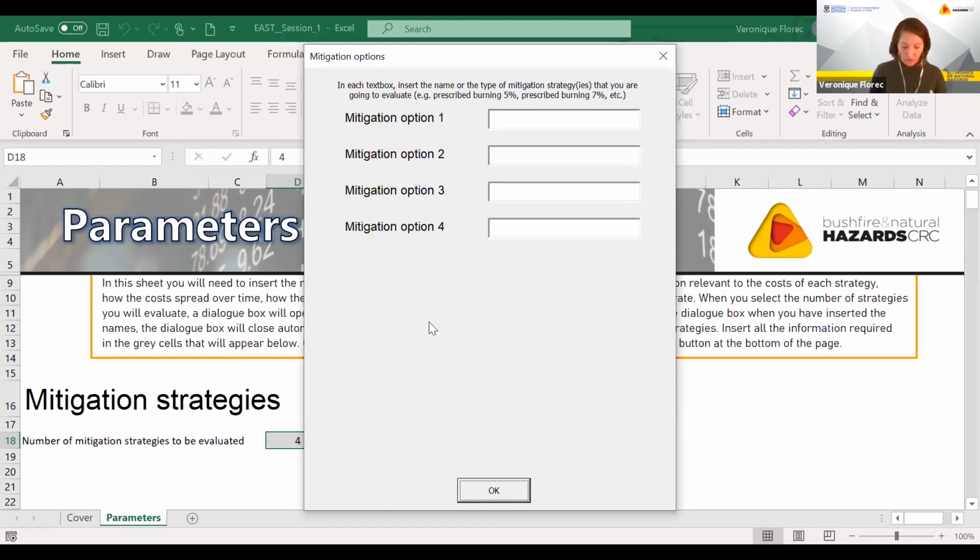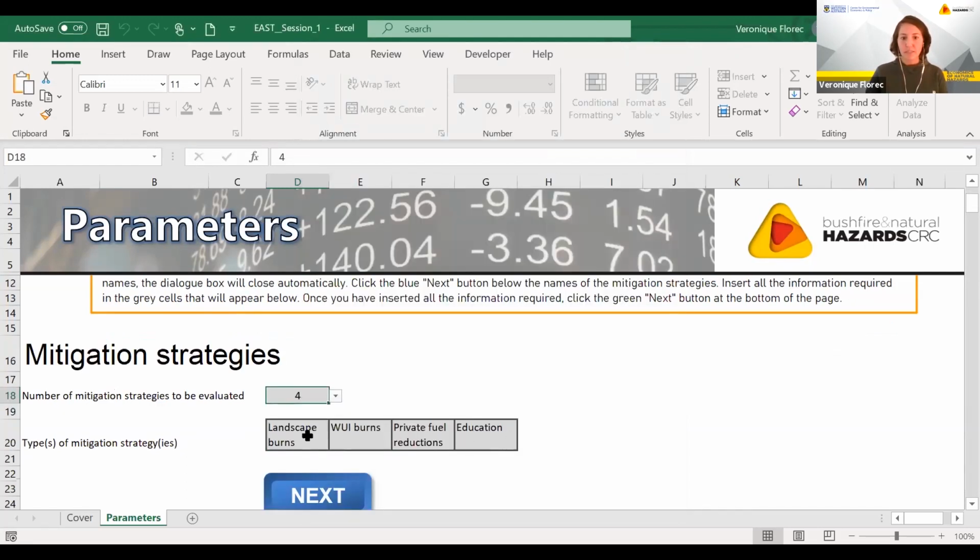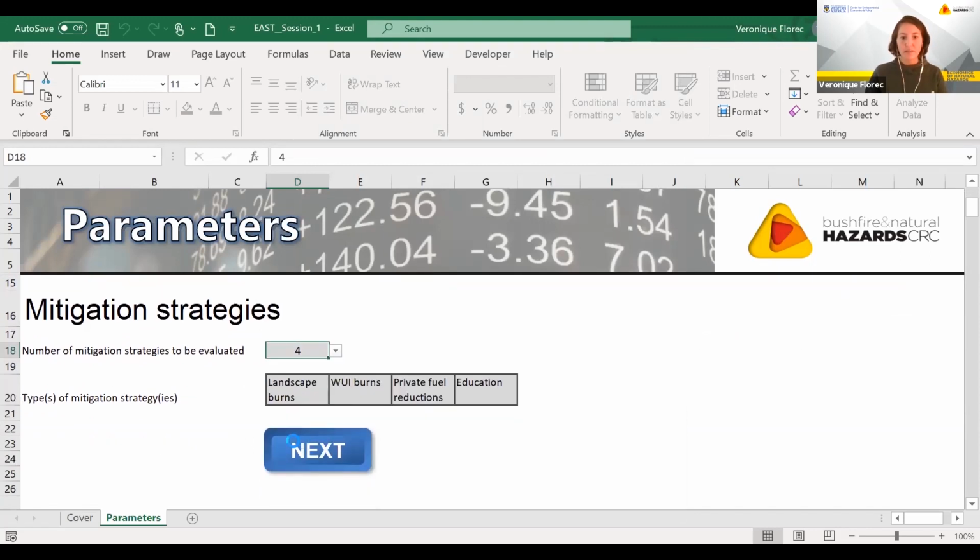mitigation options. So in the first box, click here at the top and insert landscape burns. Then click in the second box and insert WUI for wild and urban interface burns. Then click in the third box and insert private fuel reductions, and click on the fourth one and insert the word education. Now press OK at the bottom. And so now we see the 4 mitigation options that we'll be evaluating, and click on next.